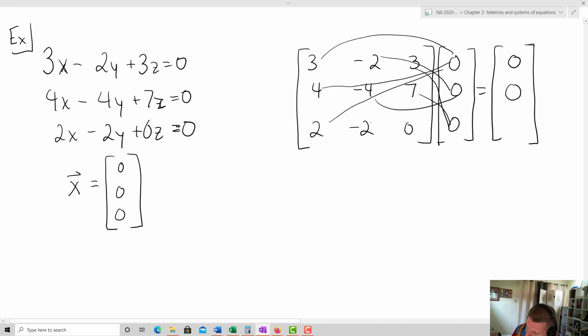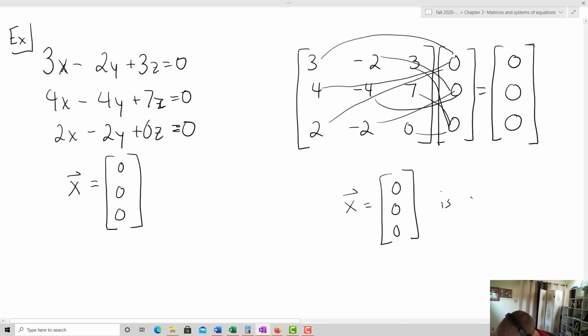2 times 0 is 0. Negative 2 times 0 is 0. 0 times 0 is 0. So when we add all those together, we end up with 0. So what we see here is x equals 0 is a solution to the vector equation and to the system of equations.